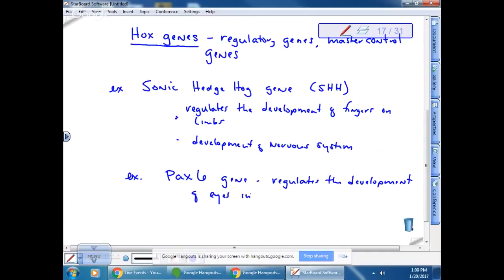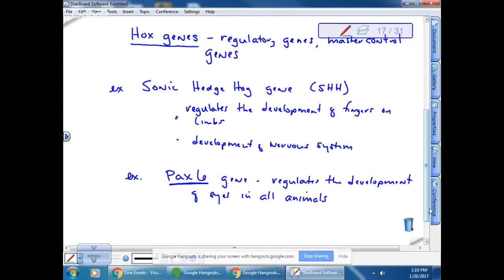Right, so our eye development, the development of a mouse eye, the development of a fruit fly eye, even the development of these little eyes on invertebrates, like the little sea star eyes, or there's some cnidarians that have little eyes that can detect light and dark. So we find that this PAX6 gene is found in all animals that have eyes.